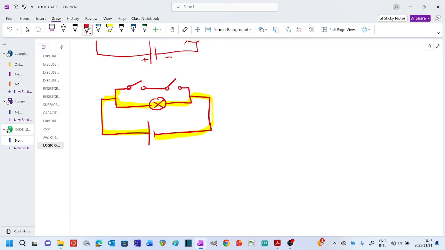Even if one switch is closed, this is A, this is B. If A is closed and B is open, the same thing is happening. If A is open and B is closed, the same thing is happening. The only time your light goes off is if you close the two switches, then you short circuit the bulb and the light goes off.